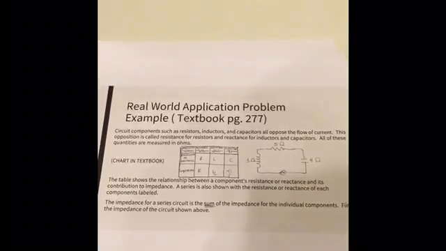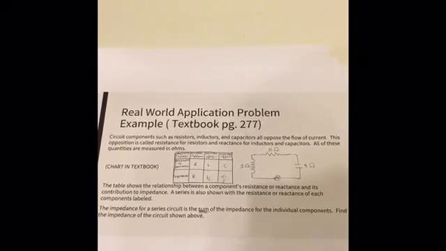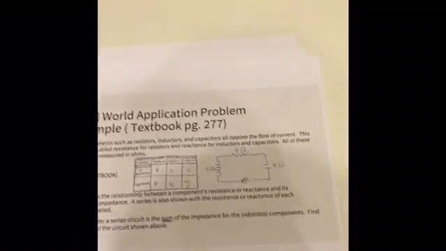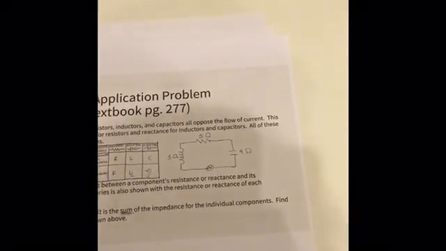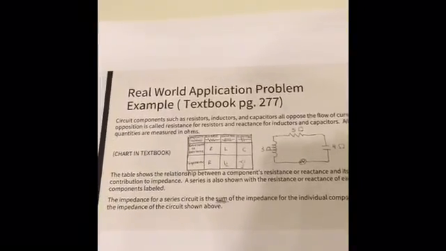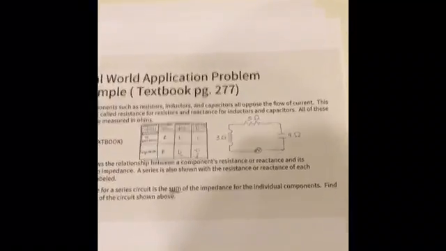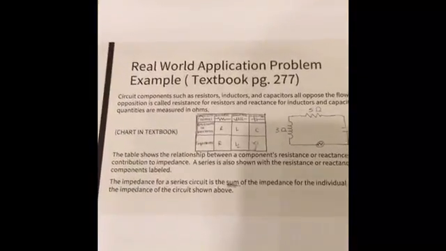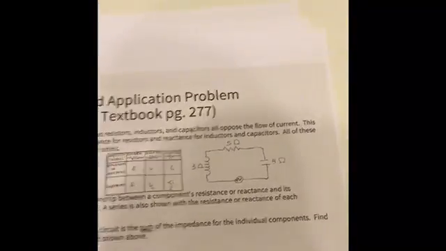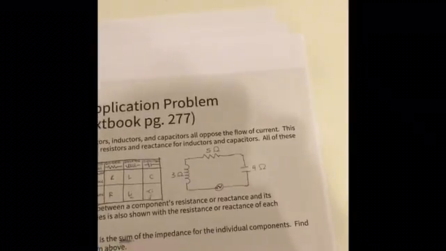The impedance for a series circuit is the sum of the impedance for individual components. Find the impedance of the circuit shown above. So what you want to do first is highlight the words to help you figure out what you're solving. So you're using the sum of the impedance for the individual components to find the impedance of the circuit shown above. So look at the chart and the picture to find the impedance number you need for the equation.